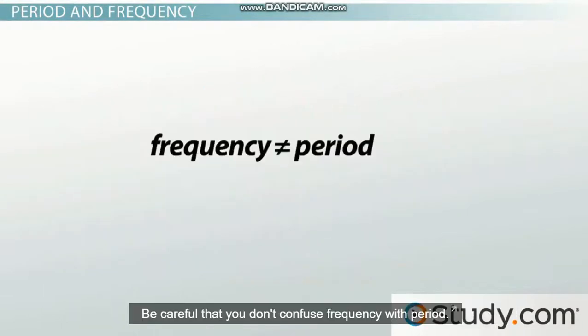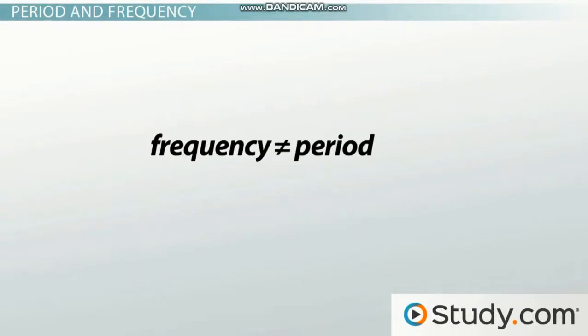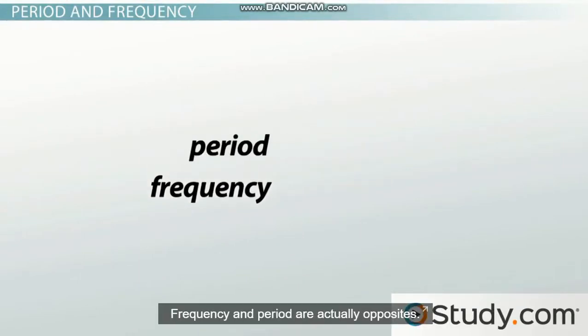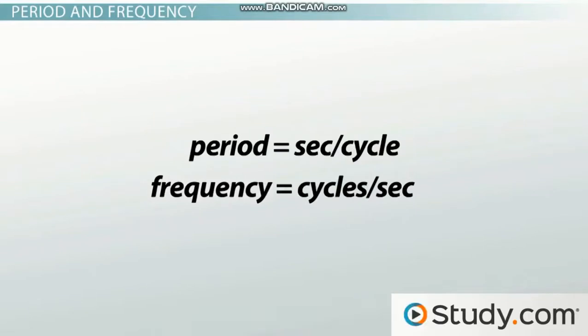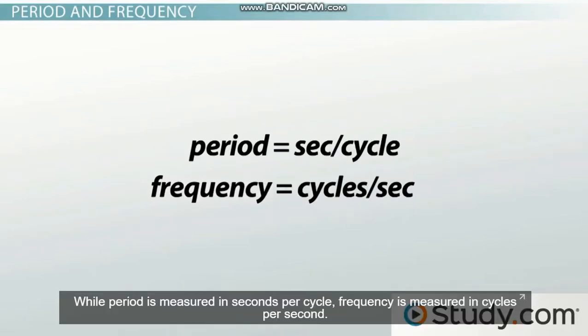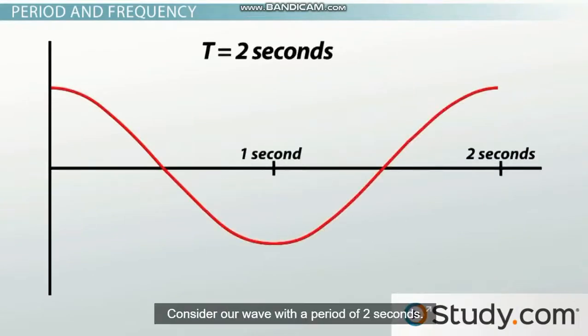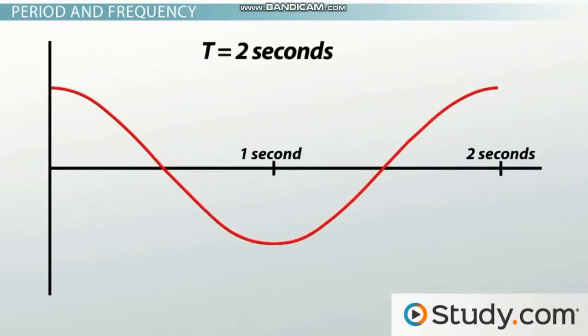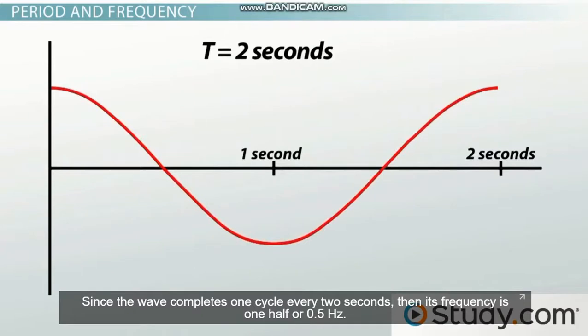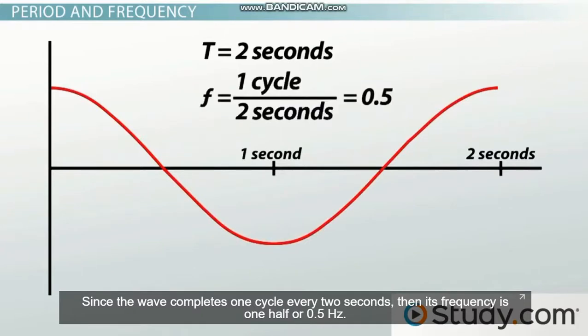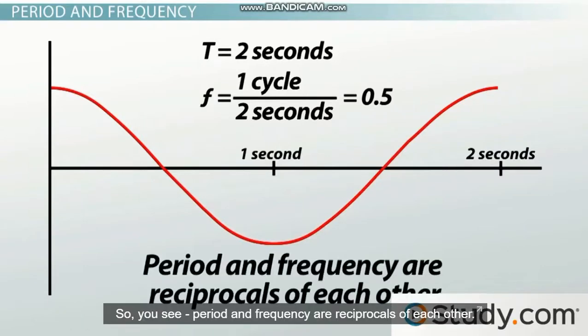Be careful that you don't confuse frequency with period. This is a common mistake. Frequency and period are actually opposites. While period is measured in seconds per cycle, frequency is measured in cycles per second. Consider a wave with a period of 2 seconds. Since the wave completes one cycle every 2 seconds, then its frequency is 1/2 or 0.5 hertz. So you see, period and frequency are reciprocals of each other.